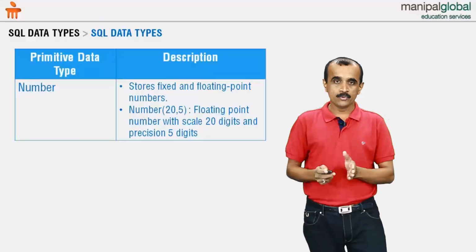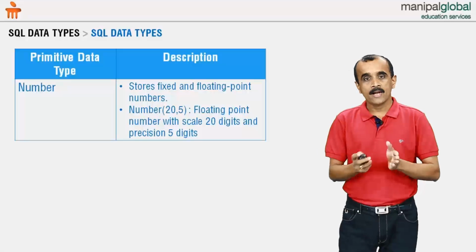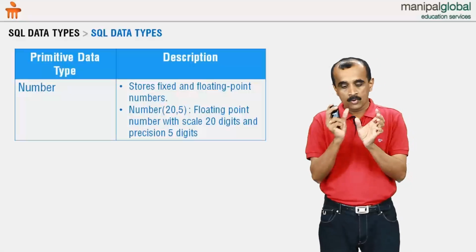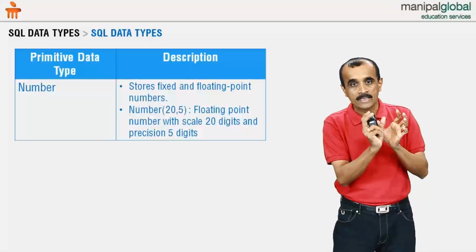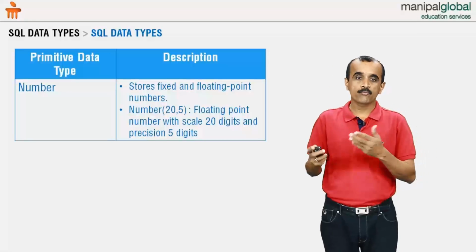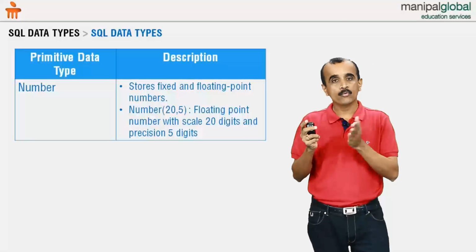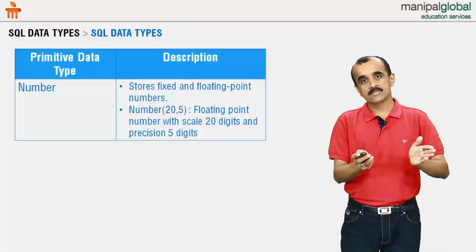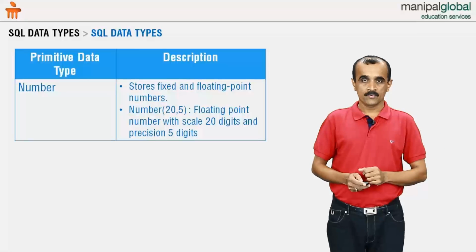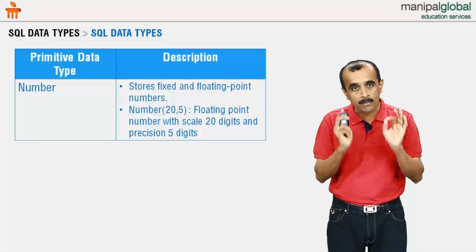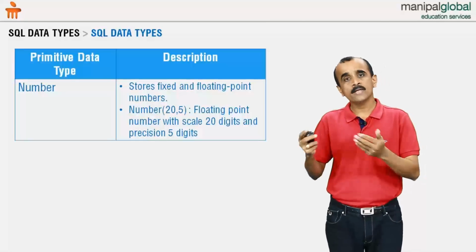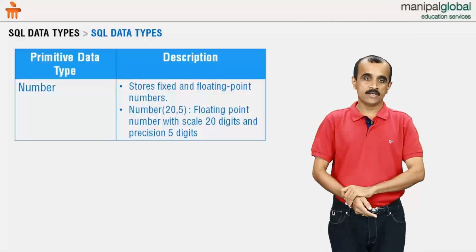Number, as all of us know, it just stores fixed and floating point numbers. When I say a column of size number 20,5, it is a kind of floating point number with a scale of 20 digits, out of which we are using 5 digits for the precision. So, needless to say, I can store only numbers in this. If I say number 20, I can go up to a 20 digit number.